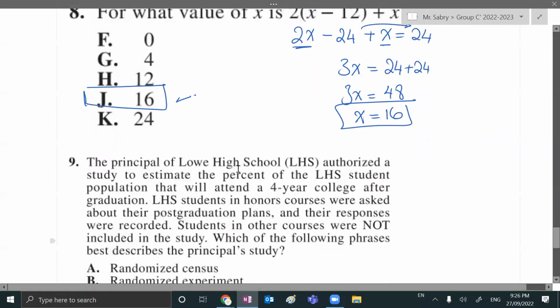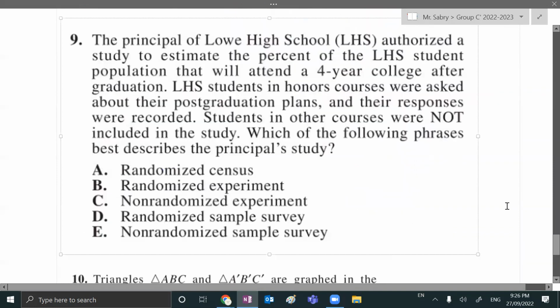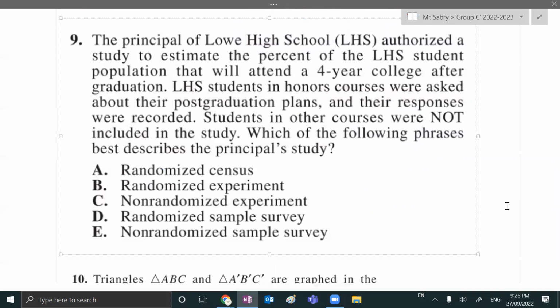Awesome. Moving to number 9. They say the principal of Law High School authorized a study to estimate the percent of the LHS student population that will attend a 4-year college after graduation. LHS students in honors courses were asked about their post-graduation plans and the responses were recorded. Students in other courses were not included in the study. Which of the following phrases best describes the principal's study?